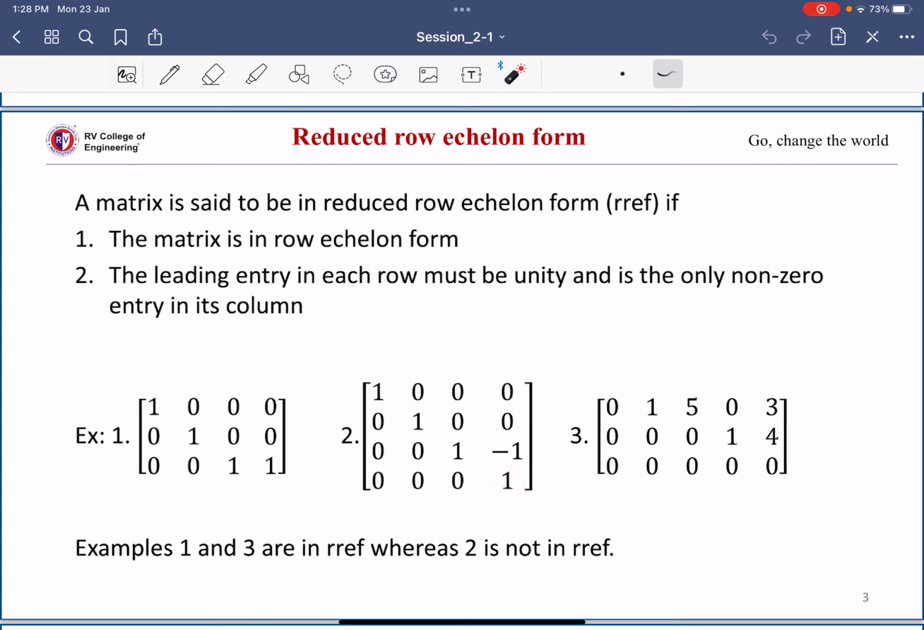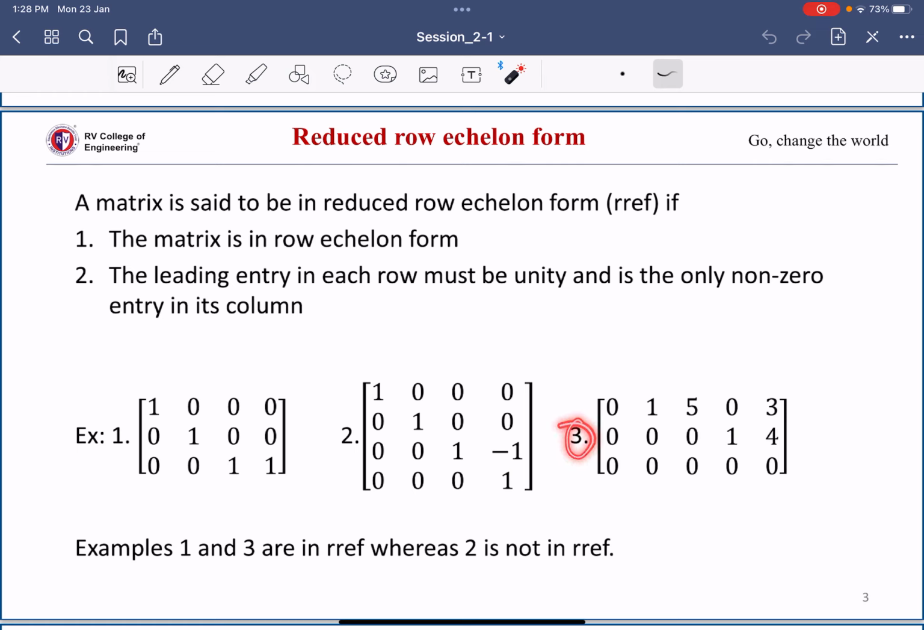So according to the second property, the leading entry in each row must be unity. So that's correct, that's true. And it is the only non-zero entry in its column. So in this particular column, 1 is not the only non-zero entry in the column. So you have -1 as well. If this would have been 0 instead of -1, then it would be in RREF. But since it is -1, it's not in RREF.